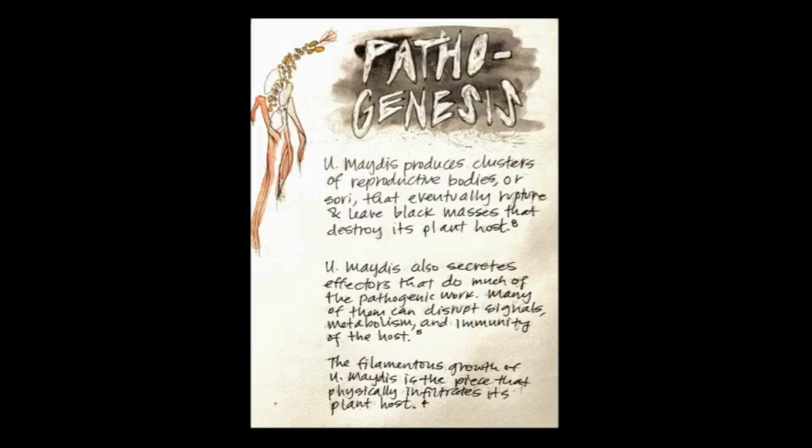So Ustilago maydis produces clusters of reproductive bodies, also called sori, which eventually rupture into those black masses. And it also secretes effectors that do a lot of the pathogenic work. They can disrupt signals, metabolism, and immunity of the host. And like we mentioned earlier, those filamentous growths are what actually infiltrate the plant host.